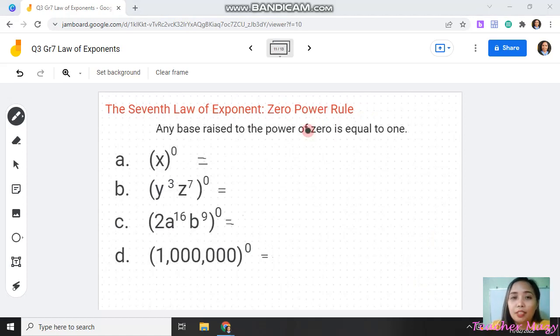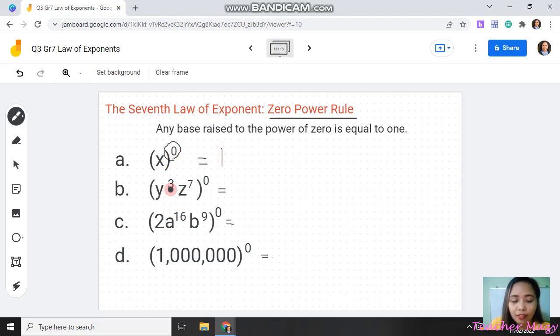Okay, so let's proceed to the seventh law of exponents. It is also called the zero power rule. Ito yung pinakamadali. It says that any base raised to the power of 0 is equal to 1. So kahit ano pa yung base natin, basta it is raised to 0, the answer is 1. Example, x raised to 0, that is 1.